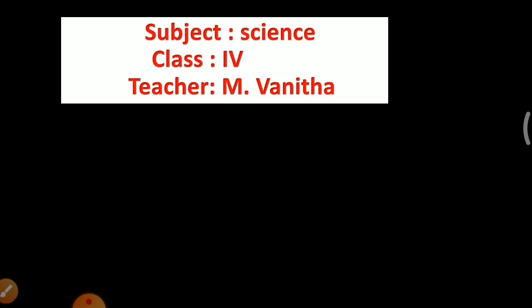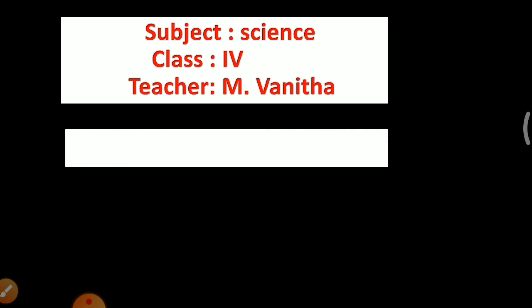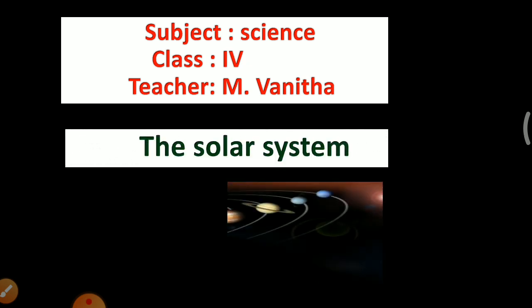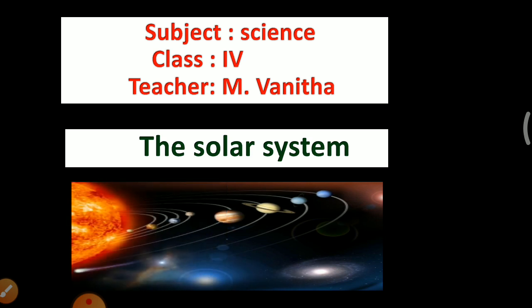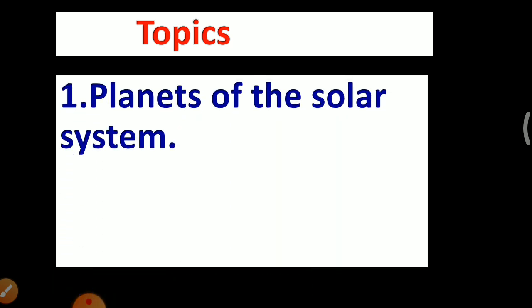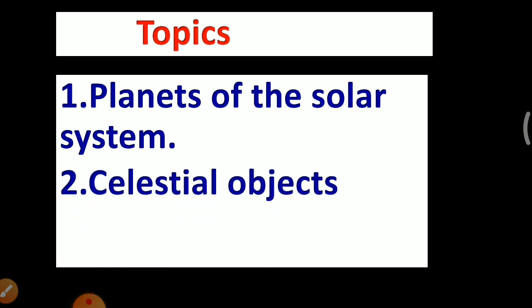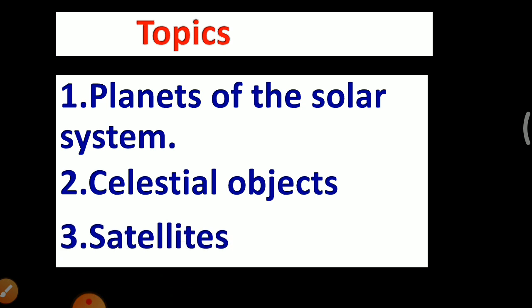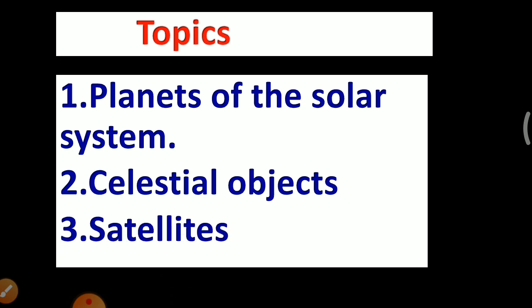Today we are going to see the subject science and class 4. The topic is the solar system. Under the solar system, we are going to see planets of the solar system, celestial objects, and satellites.